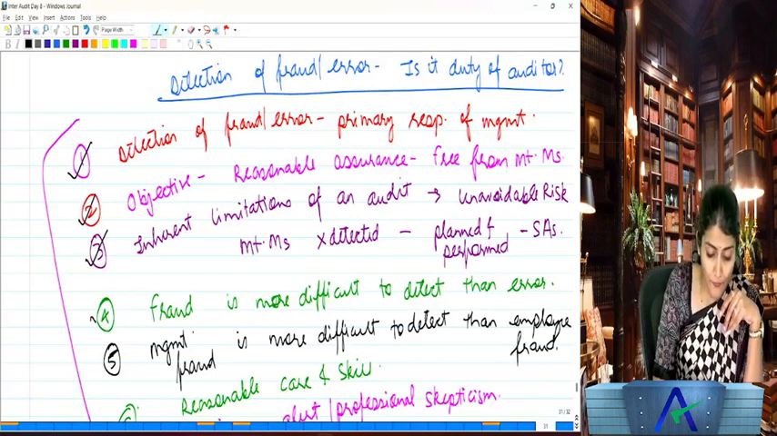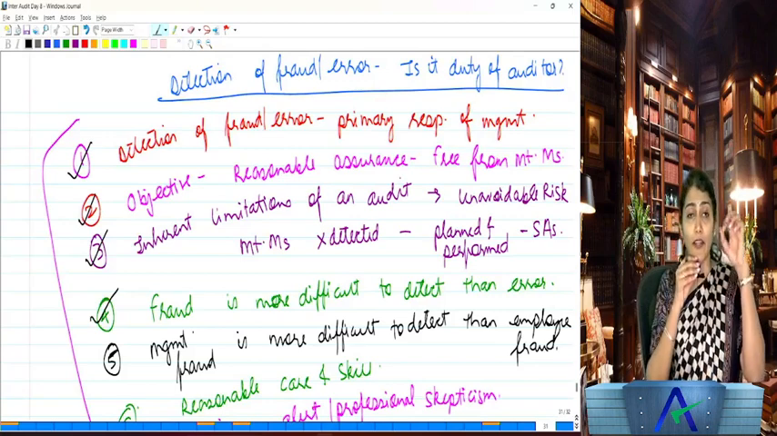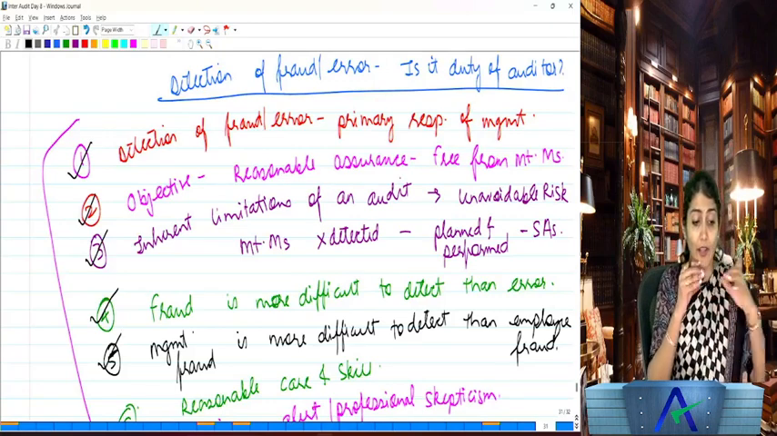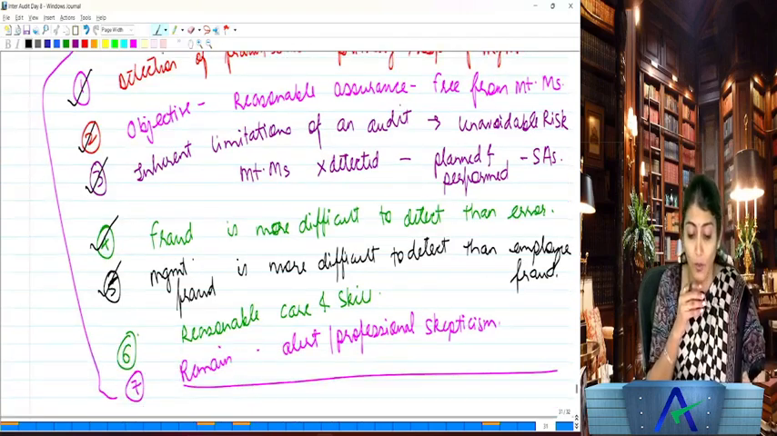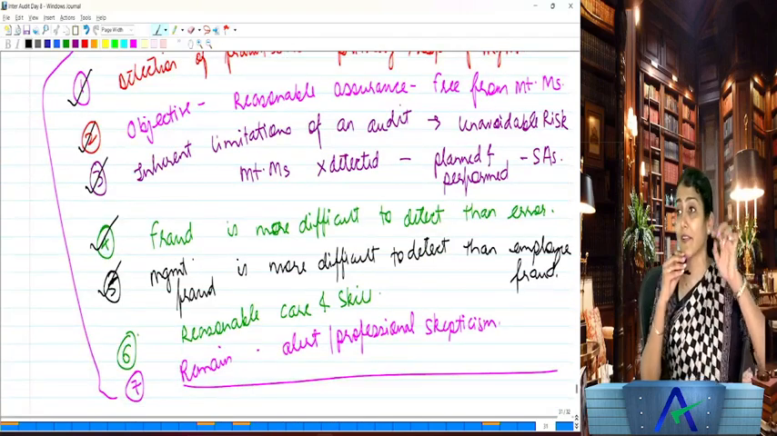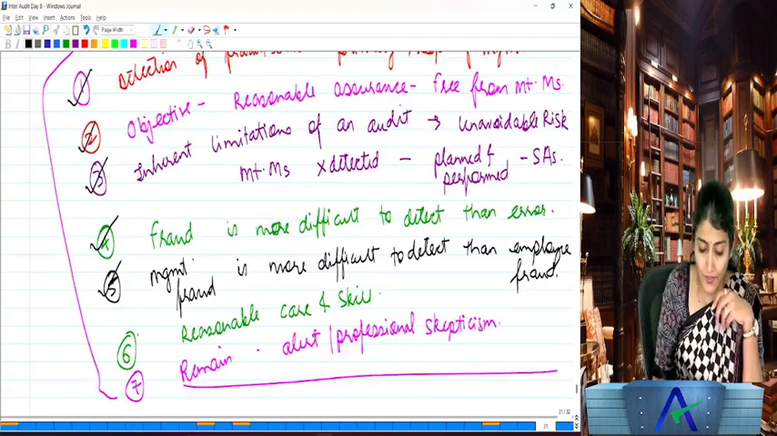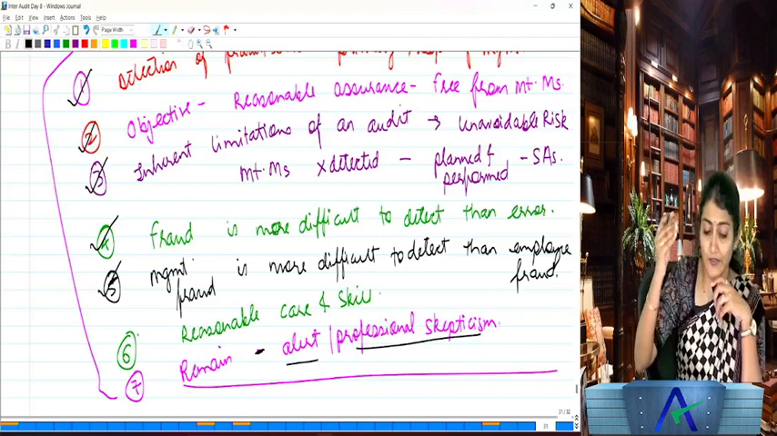Then what do we say? Fraud is more difficult to detect than an error. Management fraud is more difficult to detect than employee fraud. What does the auditor need to do? He needs to exercise adequate, reasonable care and skill, and he shall remain alert, that is, maintain an attitude of professional skepticism.